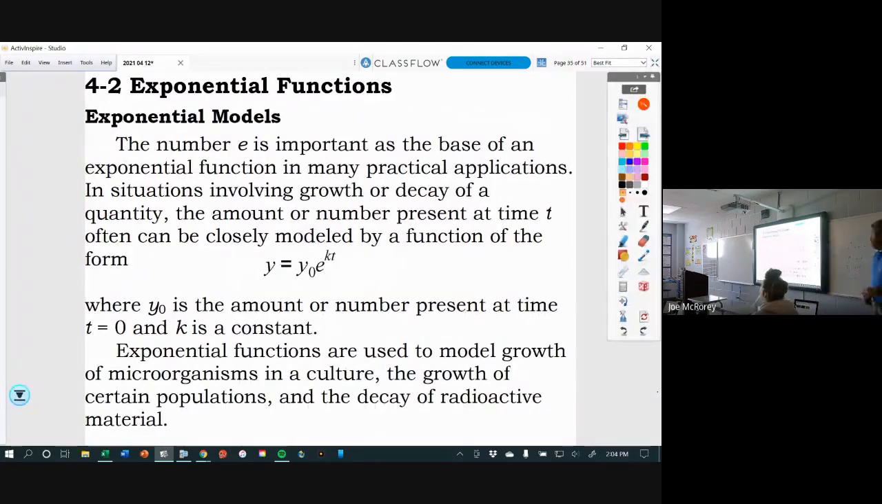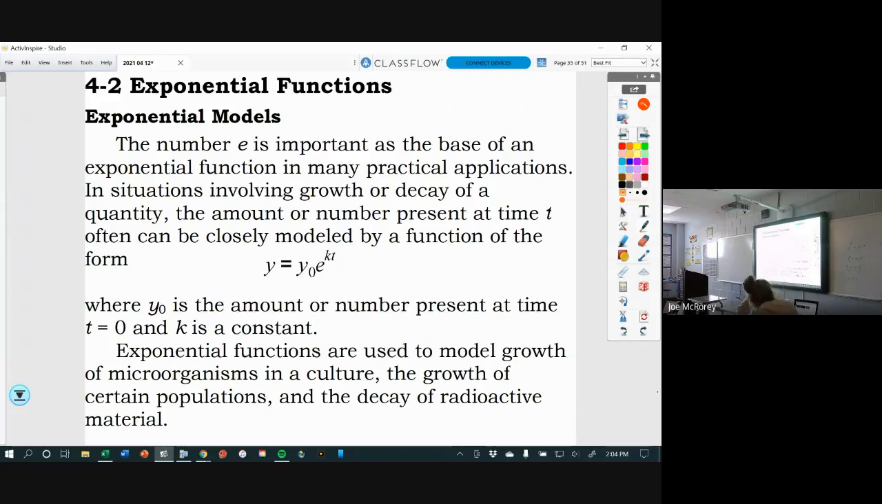The number e is important. That's the base of an exponential function in many practical applications. Growth, decay. The formula is y equals y naught e to the kt. Y naught is the amount or number present at time 0. K is a constant. When k is positive, you're dealing with growth. When k is negative, you're dealing with decay.